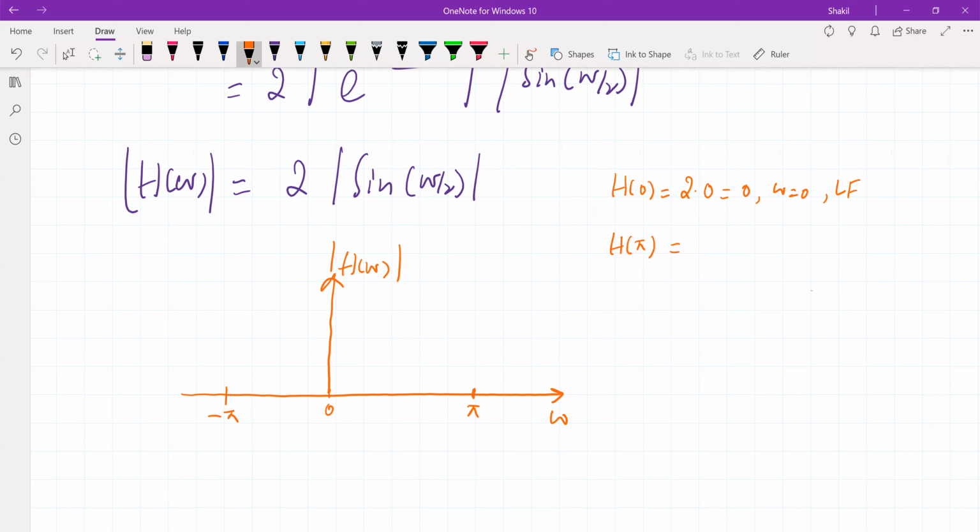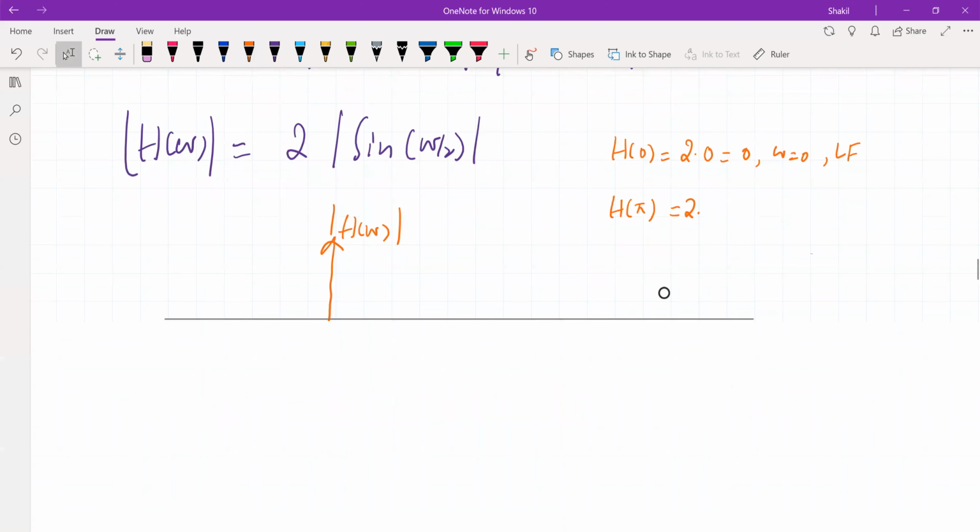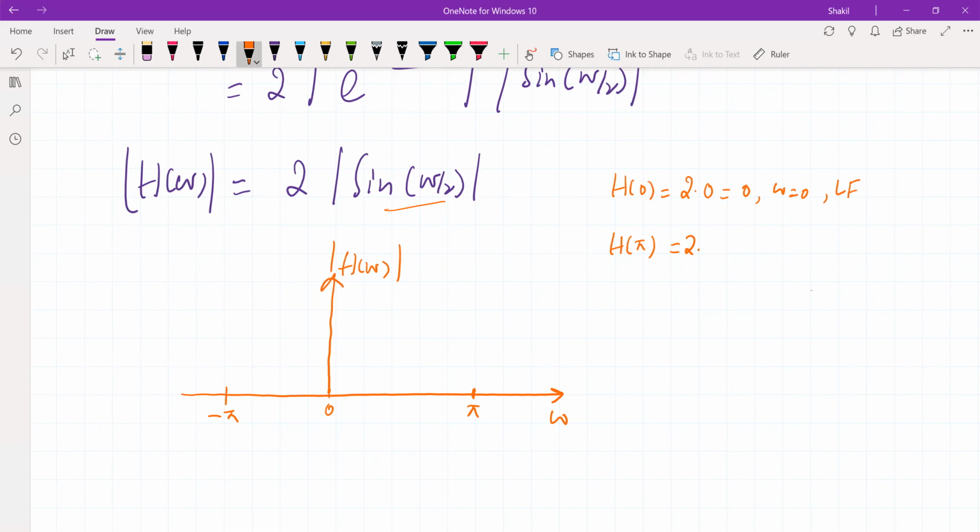And pi is the highest frequency. In this discrete-time case, pi is the highest frequency. We shall learn this in sampling. So this is 2 times sine pi by 2. When omega is pi, this will be sine pi by 2, and sine pi by 2 is 1. So this will be 2. So when omega is pi, it means high frequencies, and the gain is 2. So this is allowing the higher frequencies to pass, but rejecting the lower frequencies. So what's going on? This is behaving as some kind of a high pass filter.